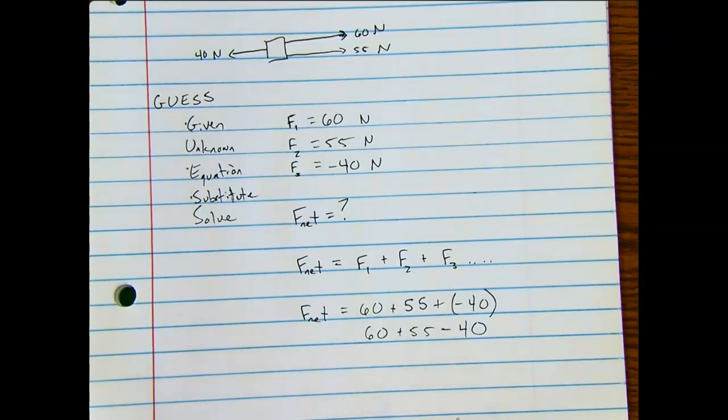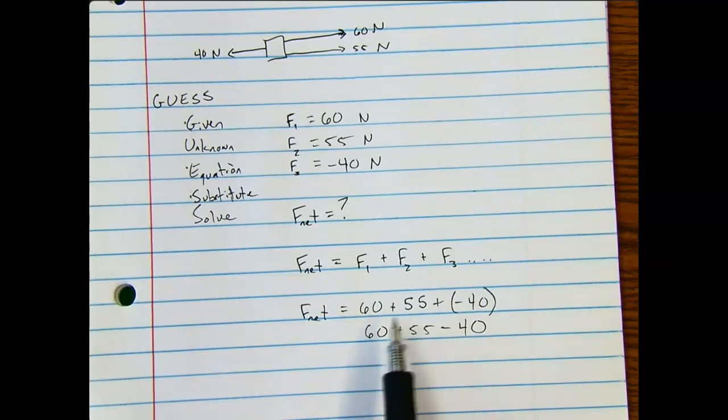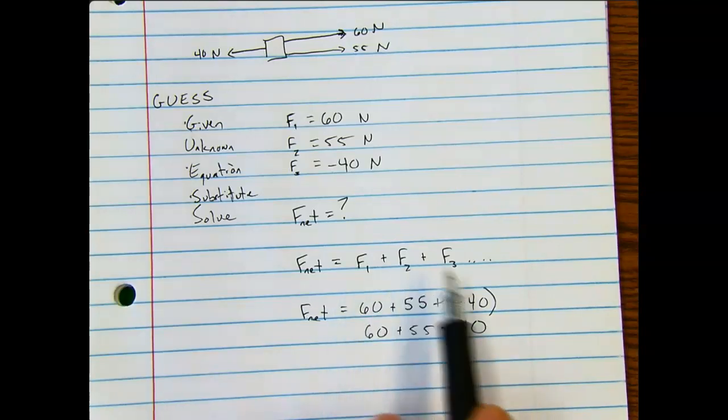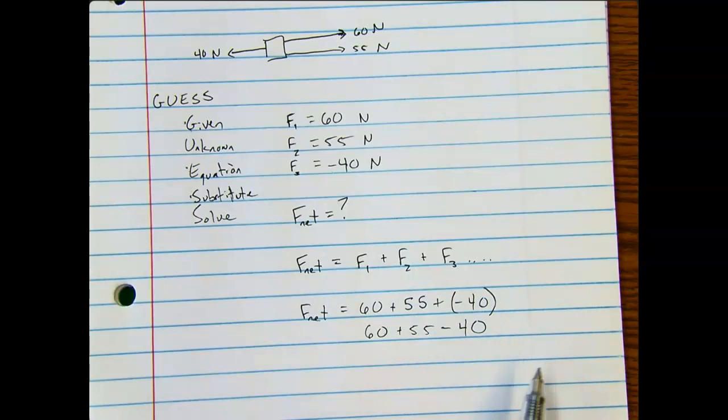Also, another fun fact, it doesn't matter which order you go in. You could have done 55 plus 60 minus 40. You could have done 55 minus 40 plus 60. In math we call that the commutative property, where it doesn't really matter which order you go in.